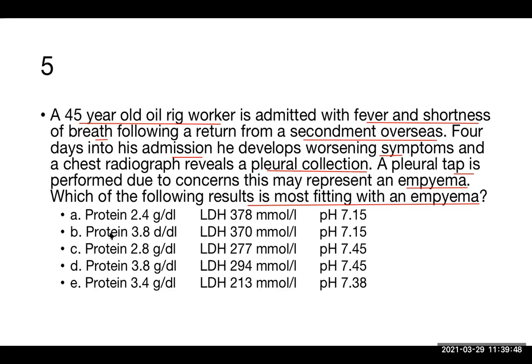Now see here, protein should be high in exudate. Empyema, or pus collection, is a type of exudate, right? So it's exudate, so protein should be higher. If I compare A and B, in B it is 3.8 gram per deciliter, so it is of course high. And look at LDH, it's almost the same, it doesn't matter by the difference of 8. So B is the correct answer here. This is the way you reach the correct diagnosis or the correct option.